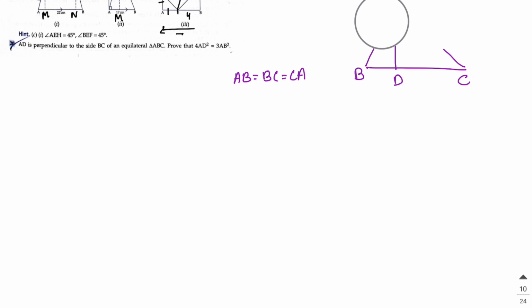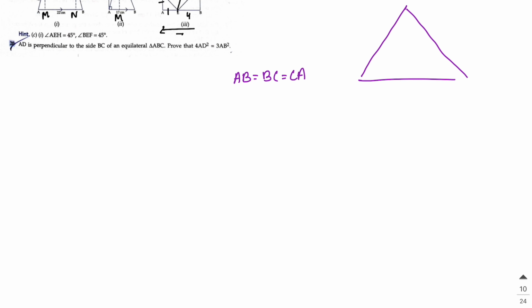So that means here you have to draw an equilateral triangle first. So now that one will be an equilateral triangle, that one is A, D, that one is B, and that one is C. So definitely here D will be the midpoint. Now you have to prove that 4AD square equal to 3AB square.